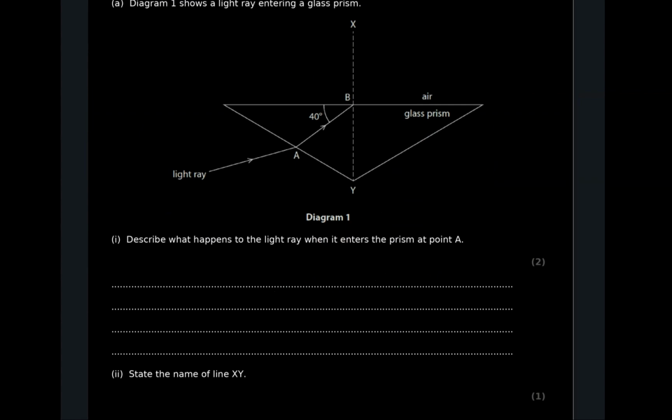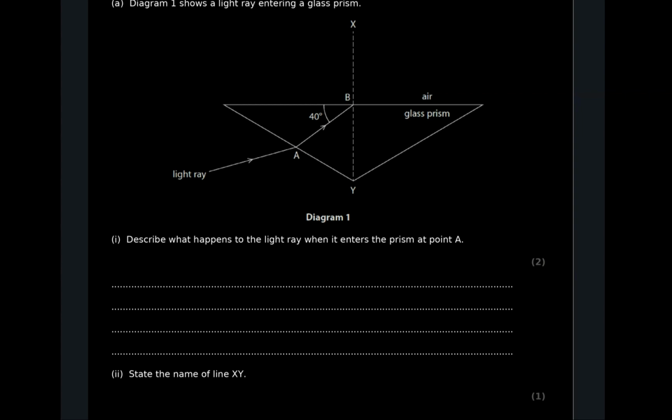Diagram 1 shows a light ray entering the glass prism. Now you see, we are given an angle of 40 degrees there, but that angle is not between the ray and the normal. So we have to find that angle there.